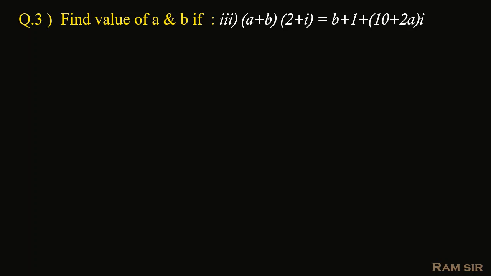We'll write down the question as it is, which we have (a plus b) multiplied by (2 plus i), and this is equal to, on the right hand side, we have (b plus 1) plus (10 plus 2a) multiplied by i. So on the left hand side, as you are observing, we have two brackets. Simply multiply these two brackets, and we all know how to multiply these two brackets. Previous lecture में हमने ये discuss भी किया था.